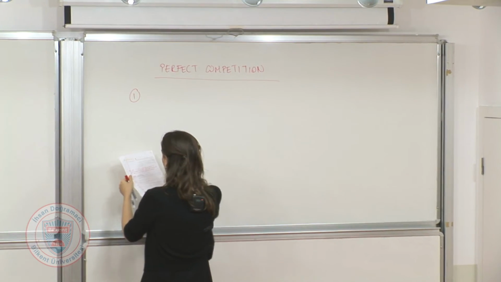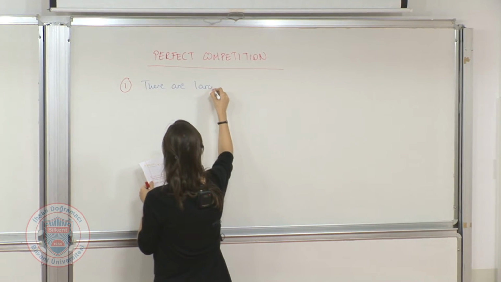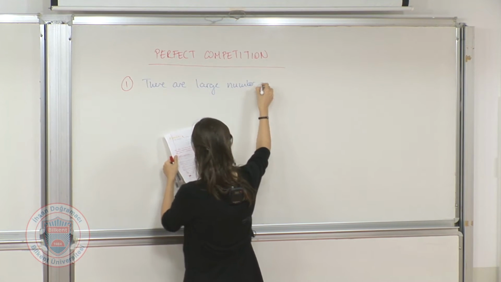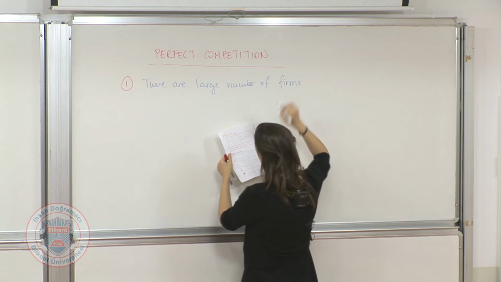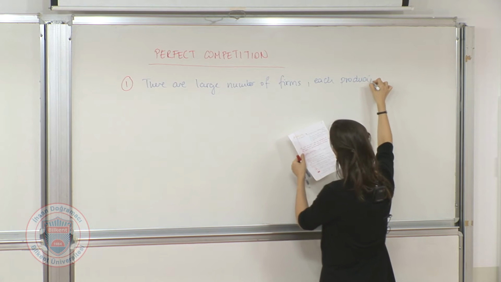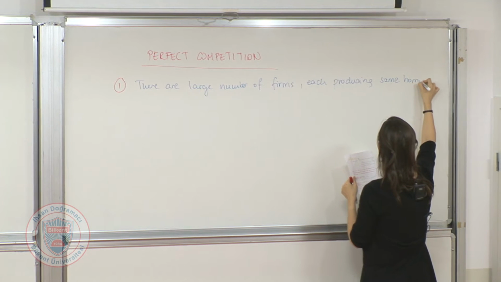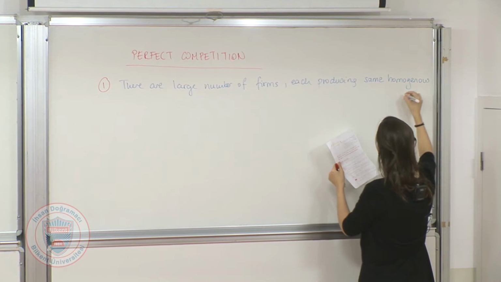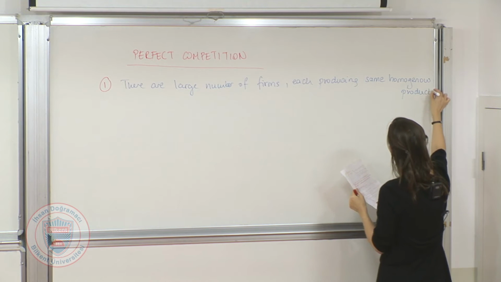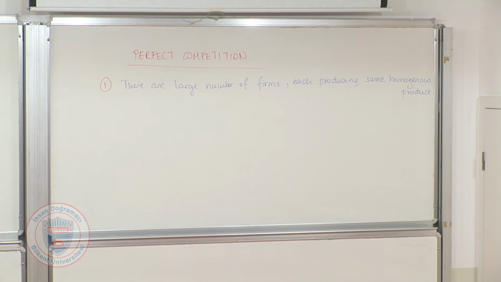So we know that in a perfectly competitive market, there are large numbers of firms, okay? Each producing the same homogeneous product. Okay, so this is important. There is not much room for differentiation, okay? A tomato is a tomato, right? Like wheat is wheat.